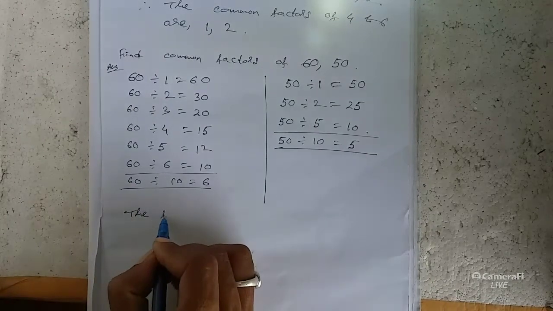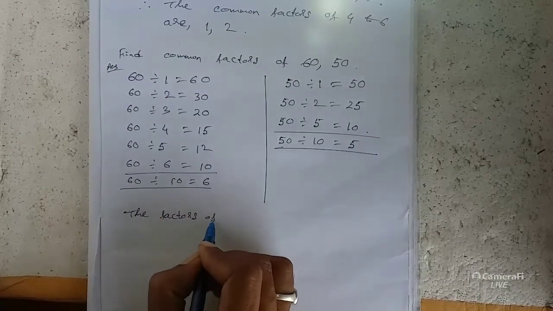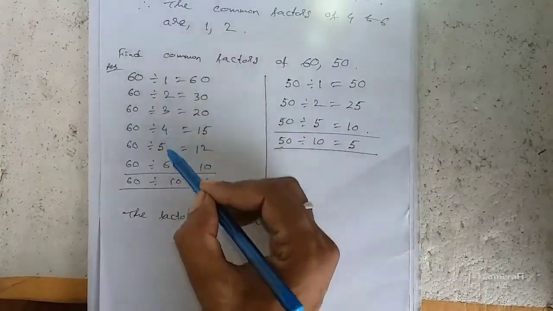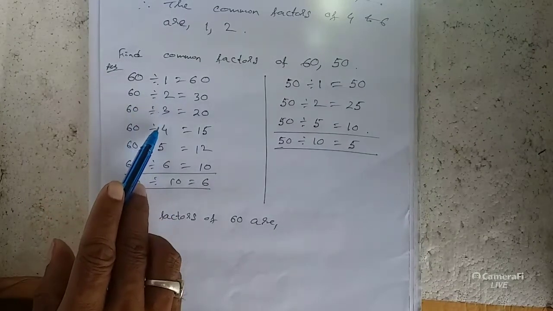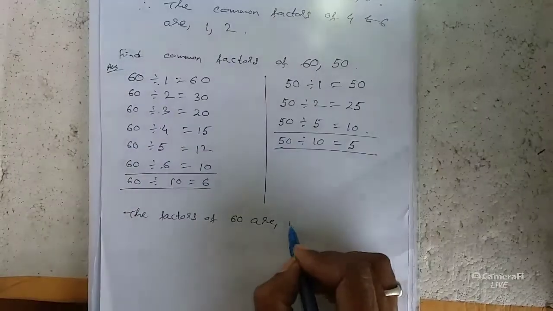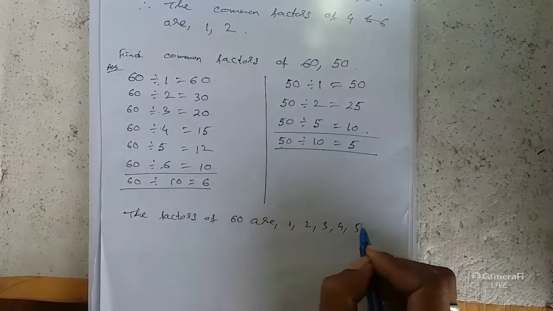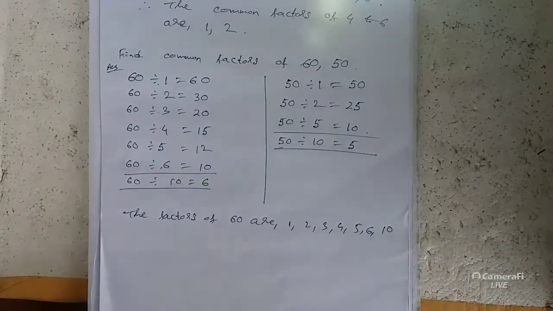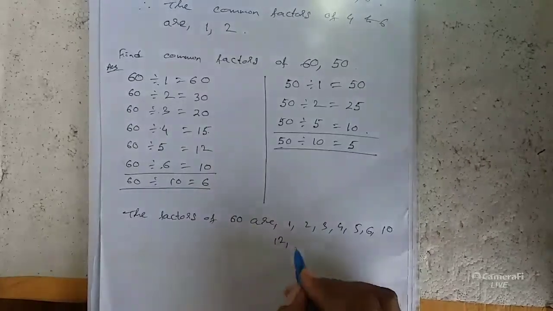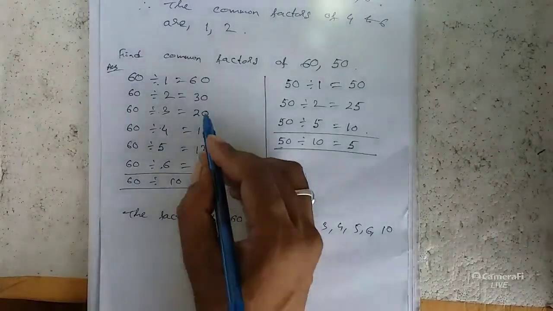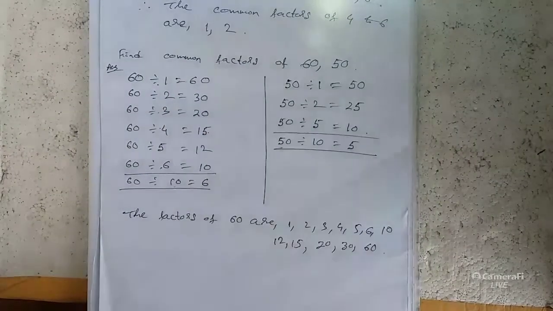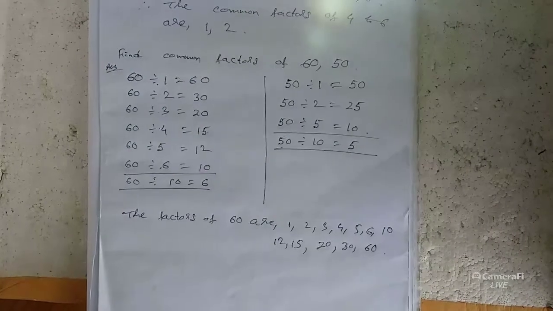The factors of 60 are, let us write down, these are all the factors: 1, 2, 3, 4, 5, 6, 10, then 12, 15, 20, 30 and 60. So this is the complete list of factors of 60.